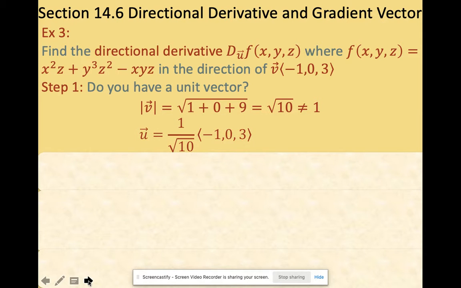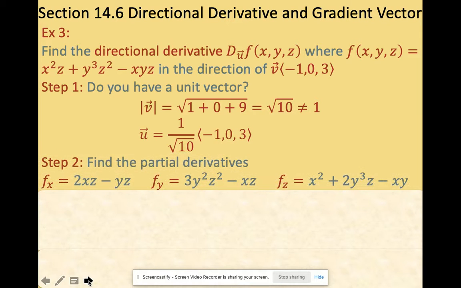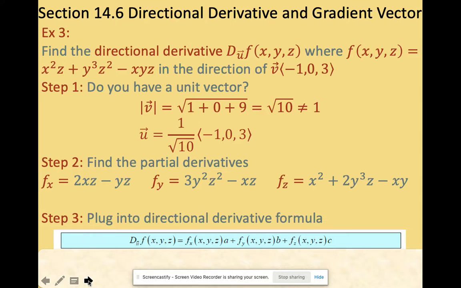So I said my unit vector, and this is my way of avoiding the whole u over the magnitude of u. I found my partial derivatives, and then I just plugged and chugged into my formula.